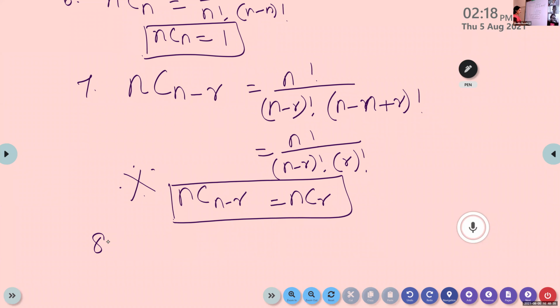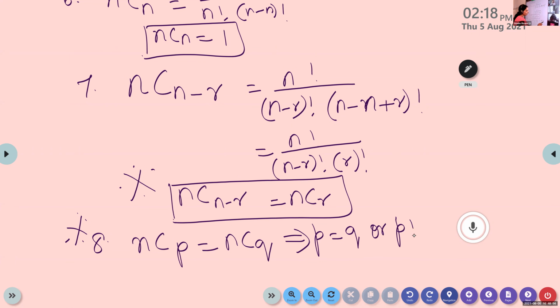Next one is also a very important property. NCp is equal to NCq. Suppose p and q are the number of objects. So NCp is equal to NCq implies either p is equal to q or p plus q is n. Look at here, n is same, and we select p objects, here we select q objects. Then either p will be same as q or p plus q will be same as n.